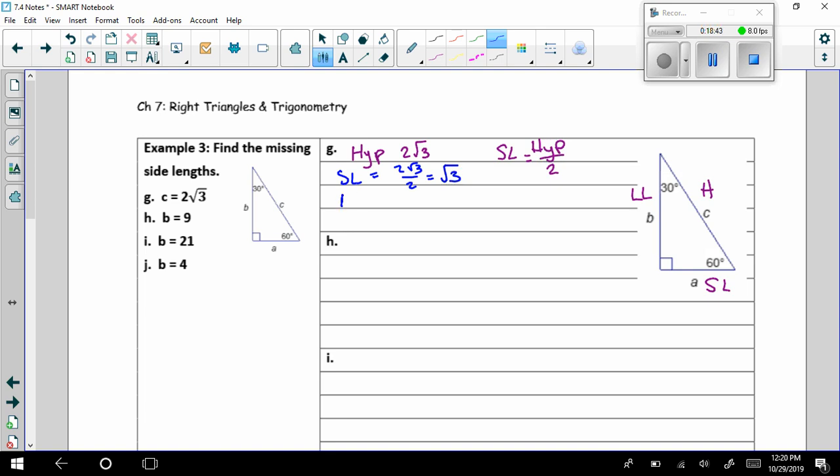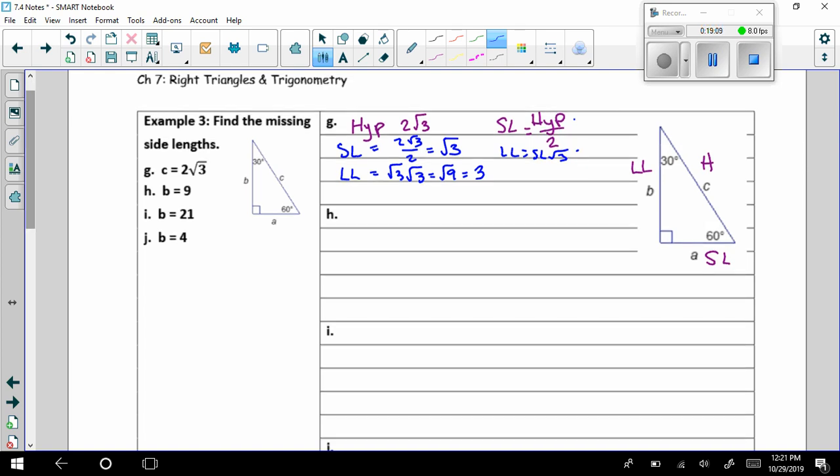And then the long leg is the short leg times the square root of 3. So we have square root of 3 times square root of 3, square root of 9, which is 3. Okay, so again, paying attention to what you're given so you know those relationships between those legs. Okay, hypotenuse is double the short leg.